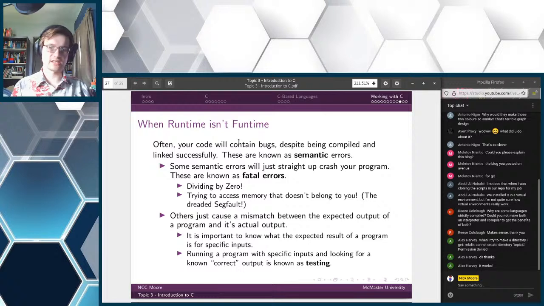Some semantic errors will just straight up crash your program. These are known as fatal errors. Dividing by zero is a fatal error. Trying to access memory that doesn't belong to you, that is, the dreaded seg fault, is a fatal error. A seg fault will crash your program. We will talk about segmentation faults.